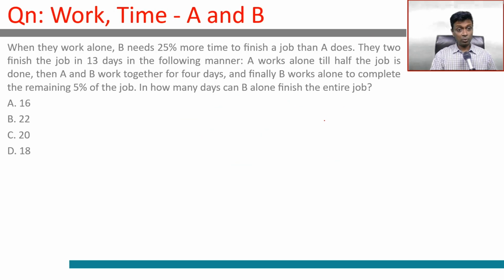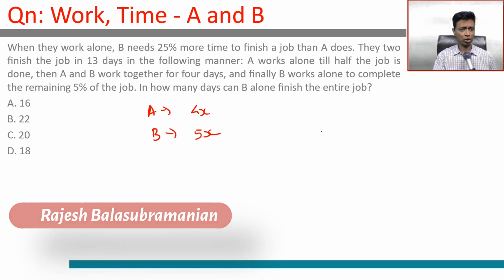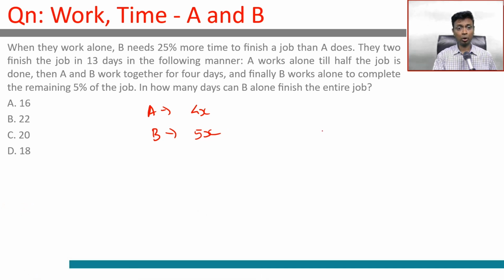Nothing more than that. When they work alone, B needs 25% more time to finish a job than A does. So if A takes 4x days, B will take 5x days to finish the job. They two finish the job in 13 days in the following manner.